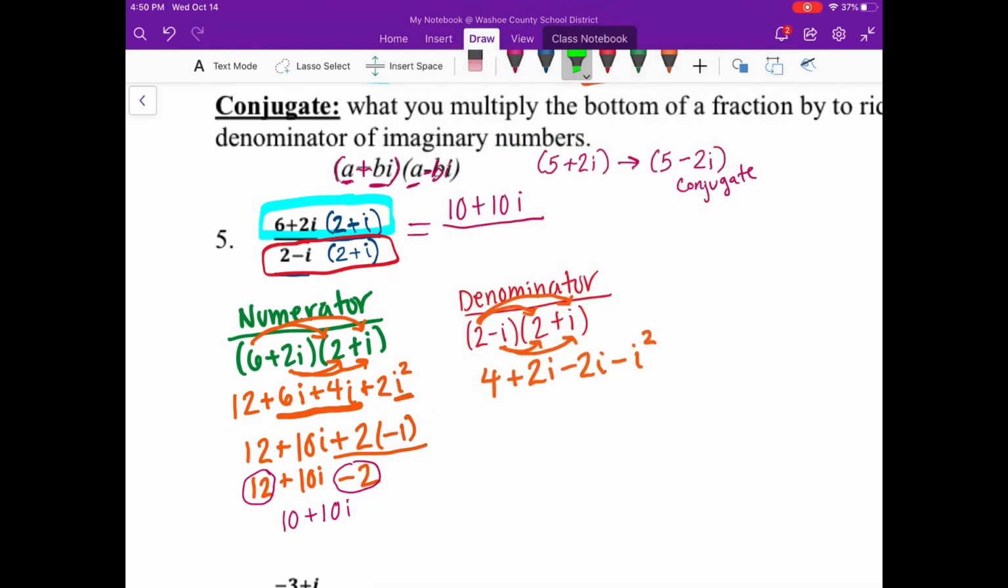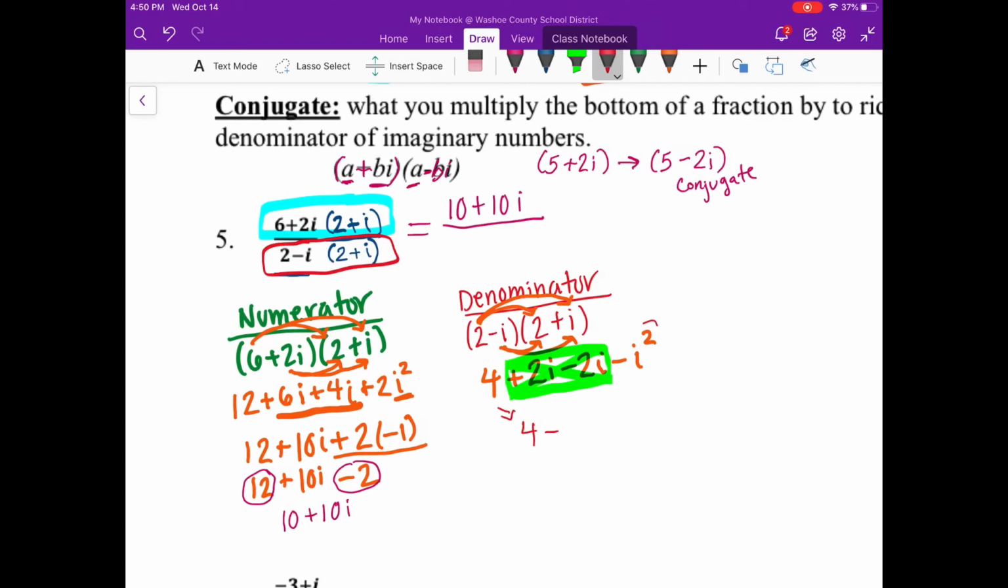Something that should always happen when you multiply through the denominator, you should always end up with something like this. A 2i minus a 2i, they're going to end up canceling out because they're the same number but with opposite signs. That's the whole point of multiplying by the conjugate. So if the i's are not canceling out somehow in your denominator, you need to go back and look at it, make sure your multiplication is done correctly.